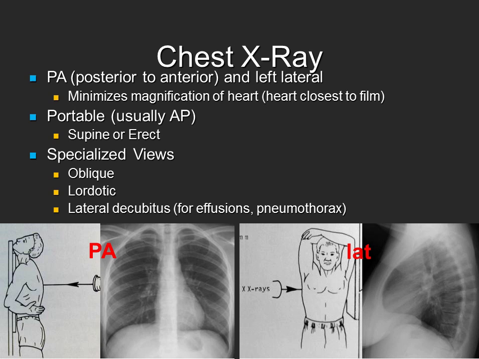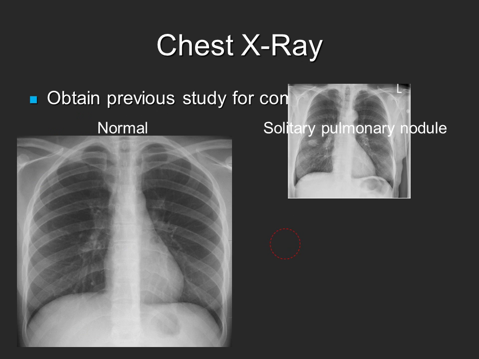Portable chest X-rays are good for following a patient's progress. For example, they are good for tracking an infusion or for determining the position of a line placement. Other supplemental films include oblique, lordotic, and left or right lateral decubitus views. As for any imaging study, it is always important to try to obtain a previous study that can be used for comparison.